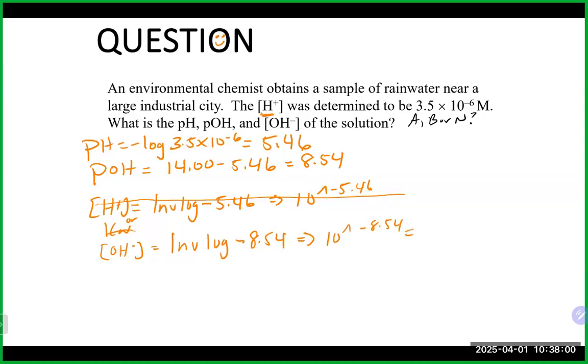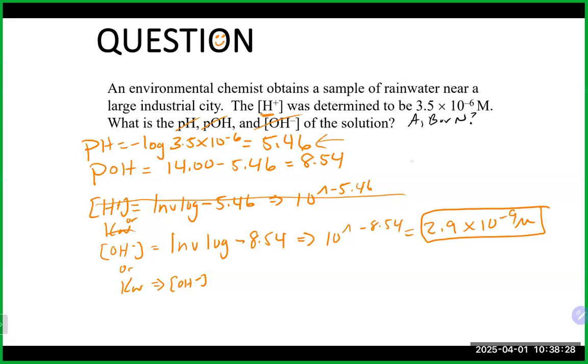All right, so let's try that one there. And we'll do our minus 8.54. That's going to give us a 2.9 times 10 to the minus 9 molar. Once again, you could still use KW to get your OH minus concentration as well. All right, so let's see. I got that, I got that, I got that. So we're just at acidic, basic, or neutral. We're going to look at our pH, which is definitely less than 7. So we are acidic in this case. Any questions on that one there?